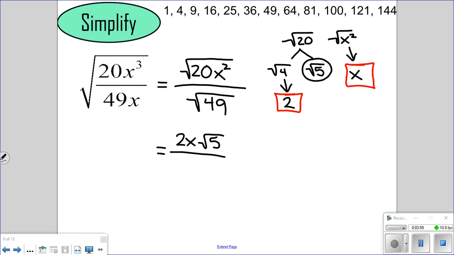On the bottom of our fraction, we have the square root of 49, which if you look, 49 is actually a perfect square, so we can break that down. And the square root of 49 is 7. So on the bottom of our fraction, we have that simplified all the way down to 7. And that actually is our final answer.